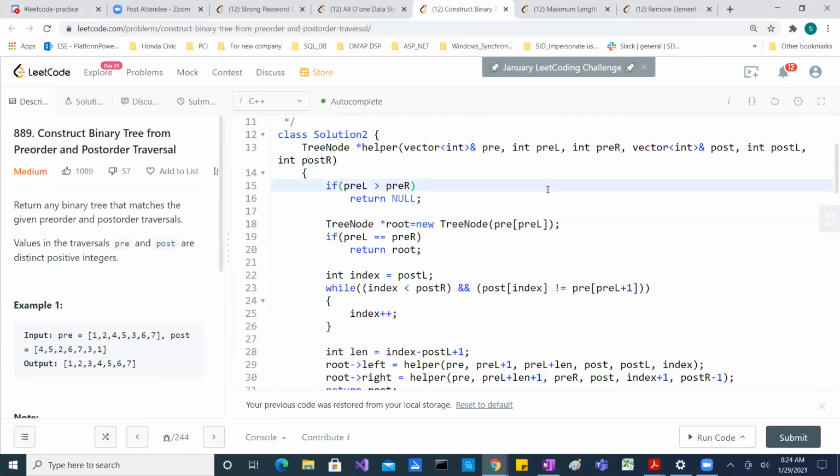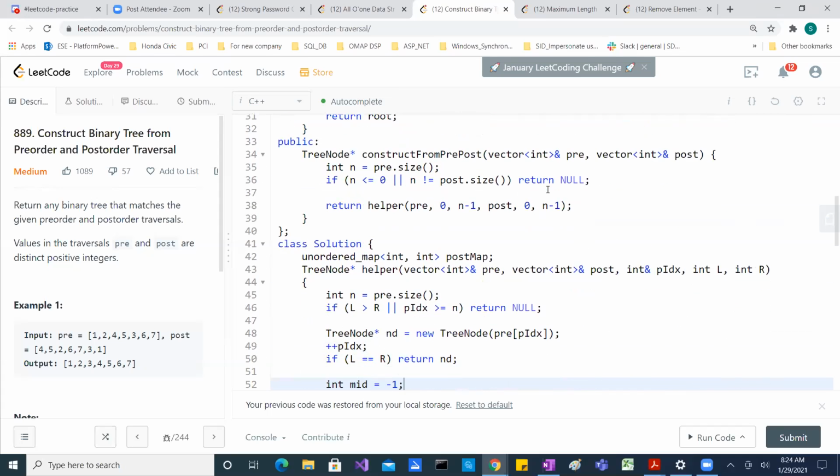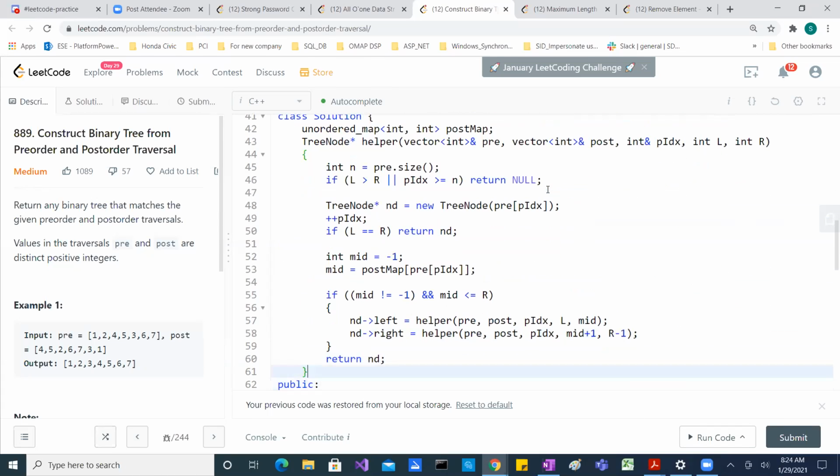Oh no, not this one. I don't want to show this. Yeah, but yeah.